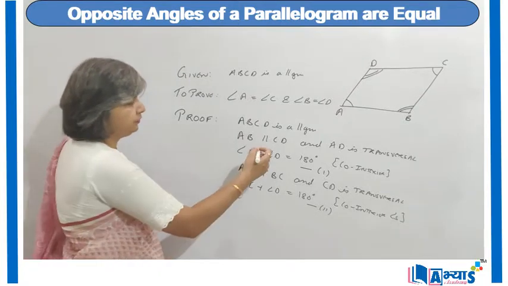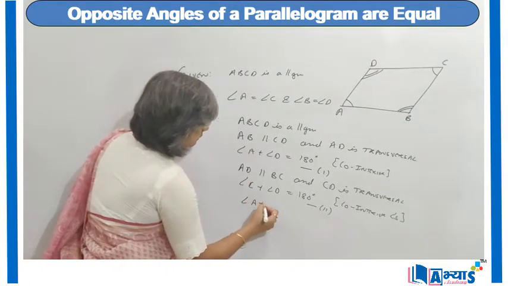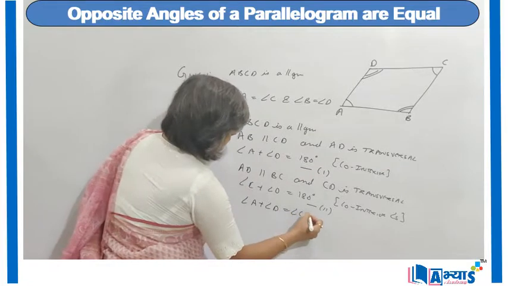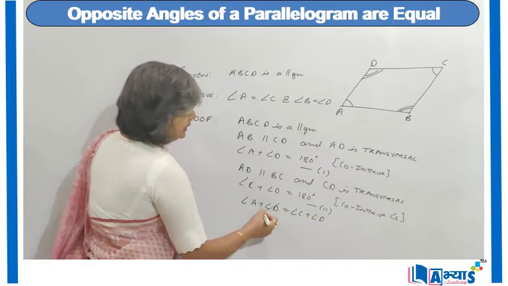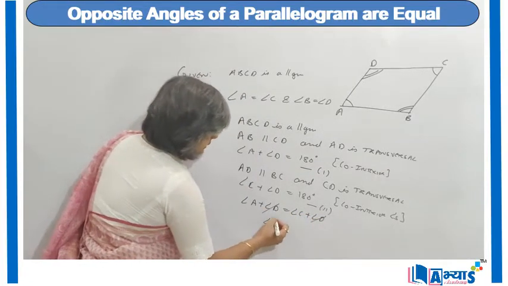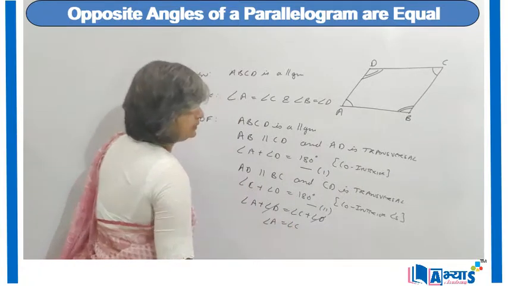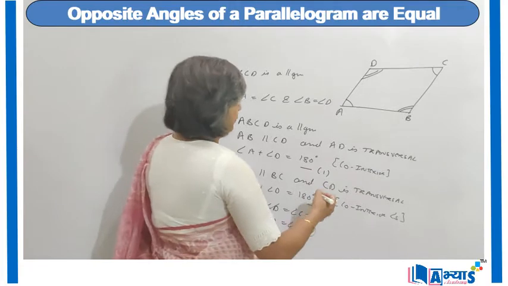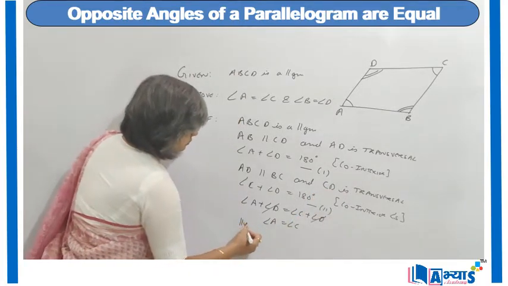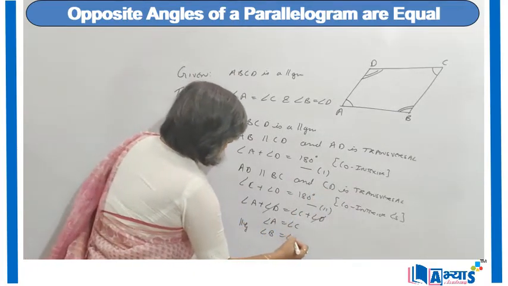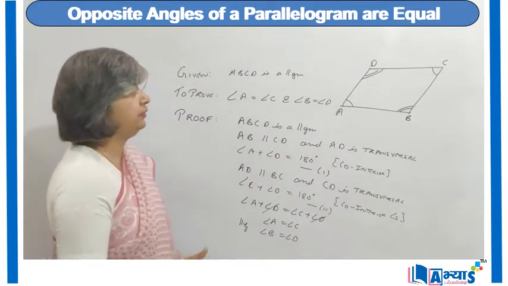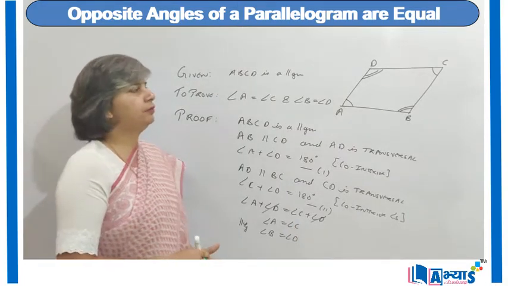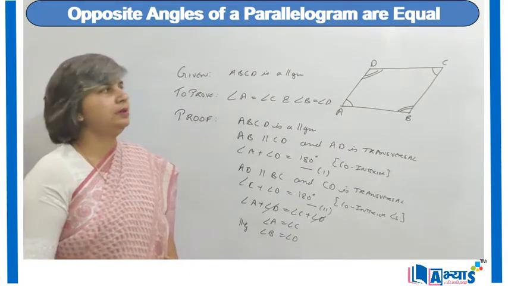Now from equation 1 and 2 we can say that angle A plus angle D is equal to angle C plus angle D. Cancelling angle D from both sides, we can say that angle A is equal to angle C. That means opposite angles are equal. Similarly, we can prove that angle B is equal to angle D. Hence we have proved that in case of a parallelogram the opposite angles will be equal.